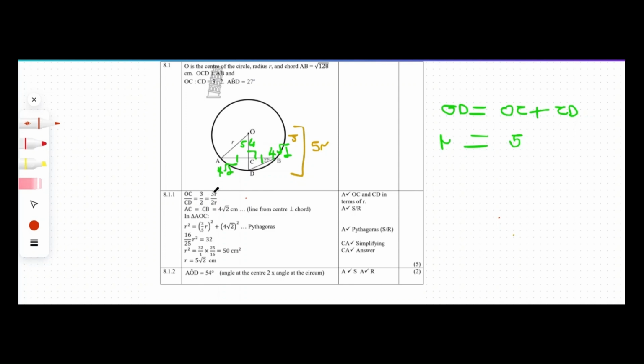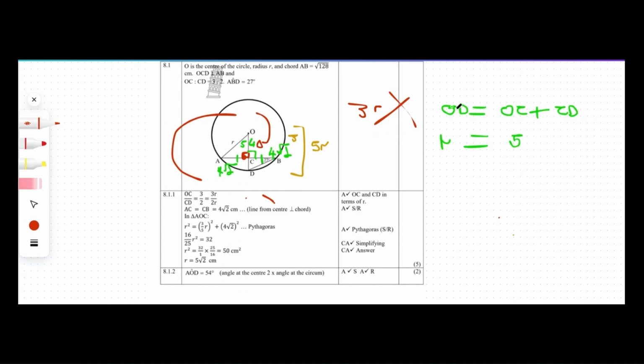The very first thing is you want to write out the ratio. OC over CD equals 3 over 2. The reason why we multiply by 3 is because, by the way, OD is the radius, not OC. Remember, a radius is the line that stems from the center to the circumference of the circle. So you can clearly see that OC is 3R. It's 3R, but it's not the radius, okay?